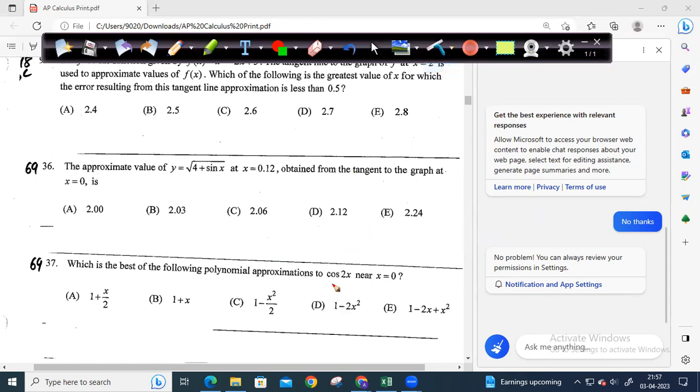You can also do the same for another function. Which of the following is the linear polynomial expression for cos 2x near x = 0? So f(x) = f(0) + f'(0)(x − 0), correct, right? So what is f'(0)? What is f(0)? 1. So everyone do it and give me your answer. What should be the answer for this? Everyone just do this question and give me the polynomial approximation for the function cos 2x near x = 0.